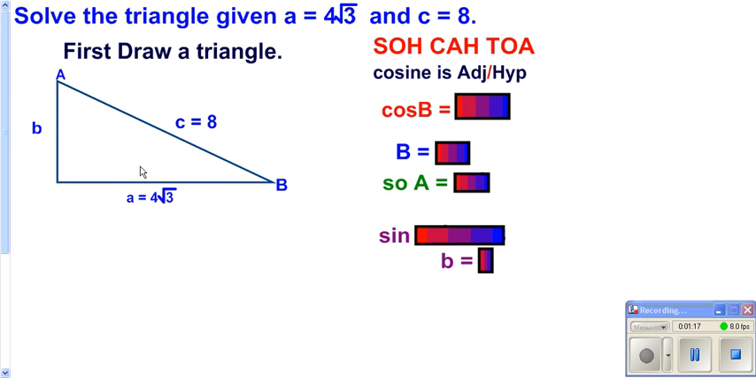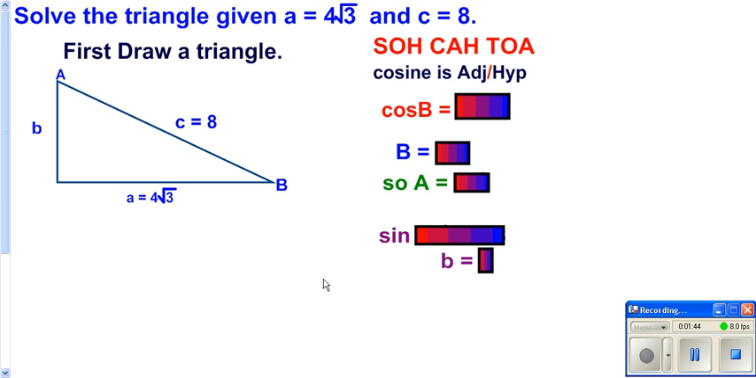Here we need to go ahead and solve this triangle. Well, the first thing you want to do is draw a triangle. So that's what I drew here. It's going to be a right triangle. We know once again that C is going to be the hypotenuse, so I put my hypotenuse as being 8. A is just going to be one of those other sides. So with everything labeled on our triangle then, we can then go ahead and solve it.